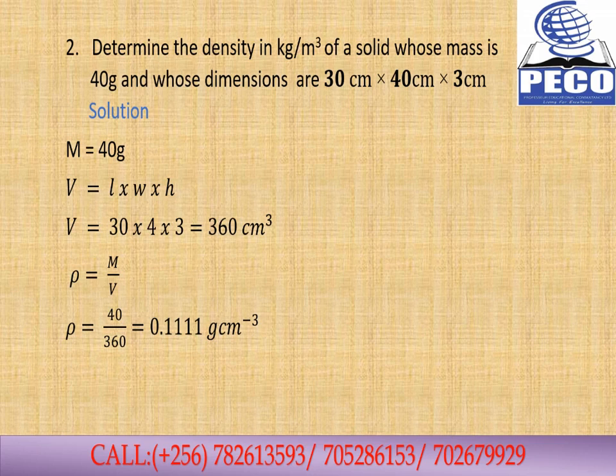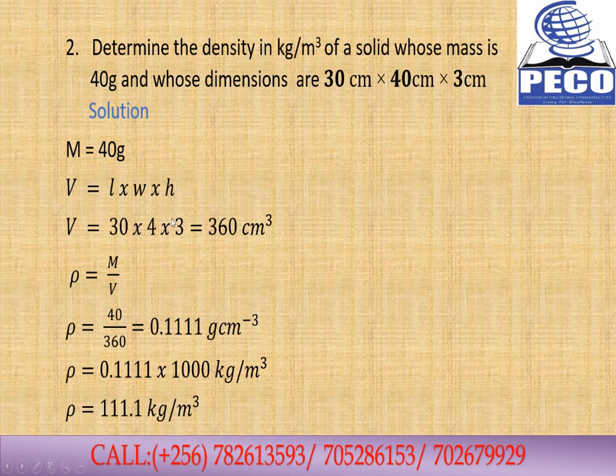So when we divide the mass over the volume, 40 over 360, we shall have 0.1111 grams per cubic centimeter. But now they wanted the value in kilograms per cubic meter. What do we do? We multiply by 1000, and the answer we get is 111.1 kilograms per cubic meter. Okay.